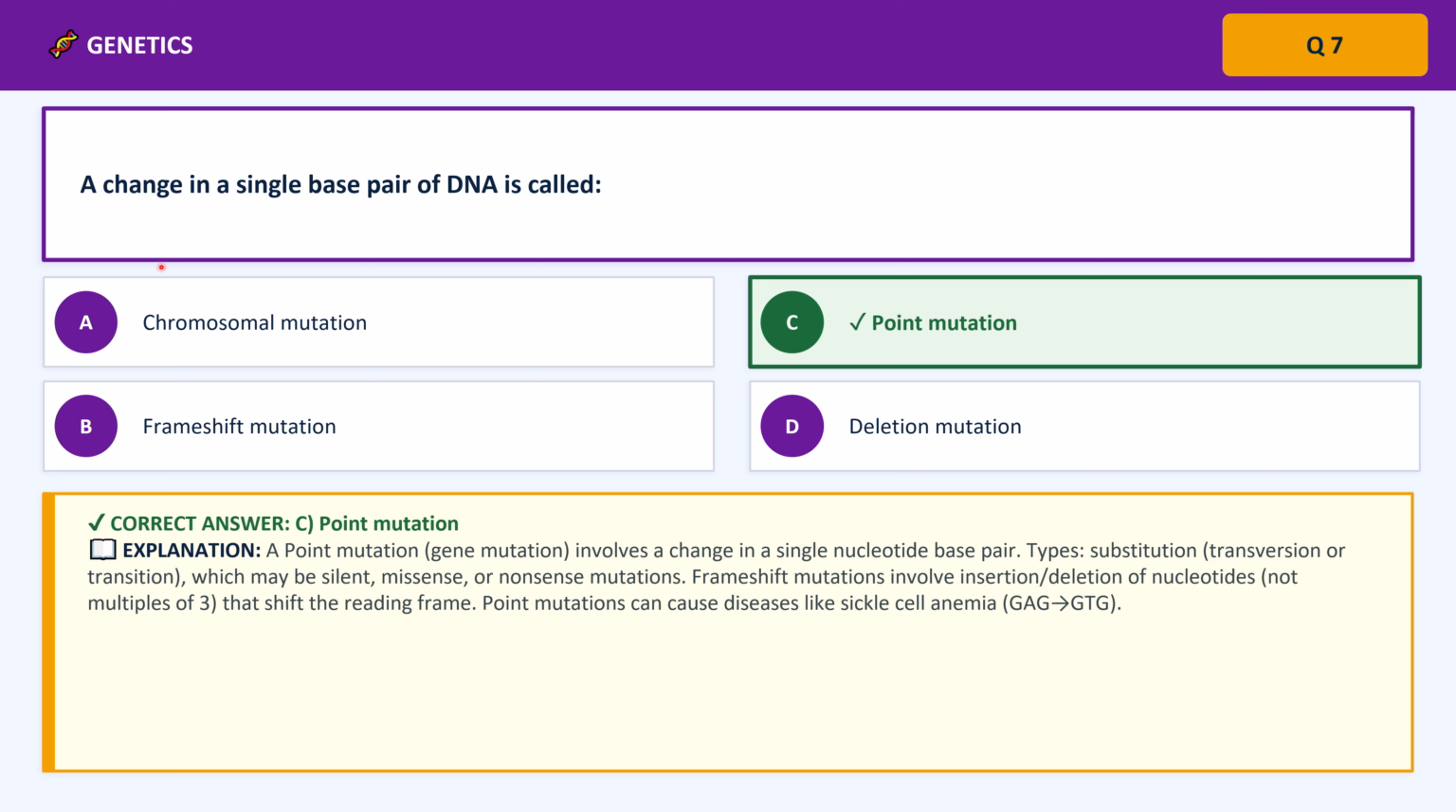Question 7. A change in a single base pair of a DNA is called, option C, point mutation. Explanation: A point mutation, gene mutation, involves a change in a single nucleotide base pair. Types: substitution, transversion or transition, which may be silent, missense or nonsense mutation. Frame-shift mutation involves insertion or deletion of nucleotides not in multiples of 3 that shift the reading frame. Point mutation can cause disease like sickle cell anemia.